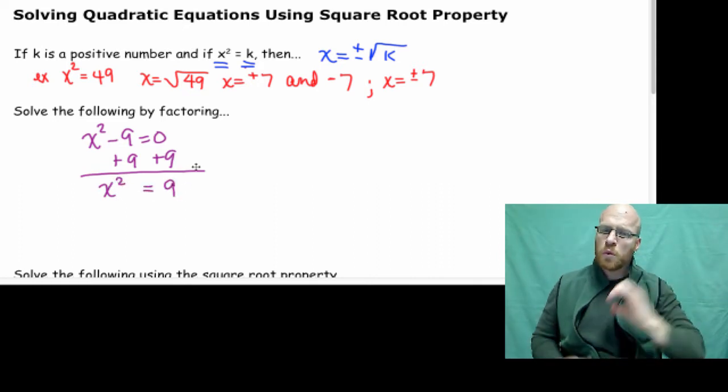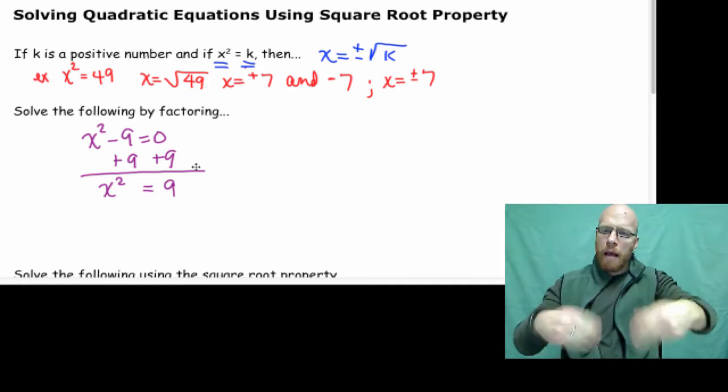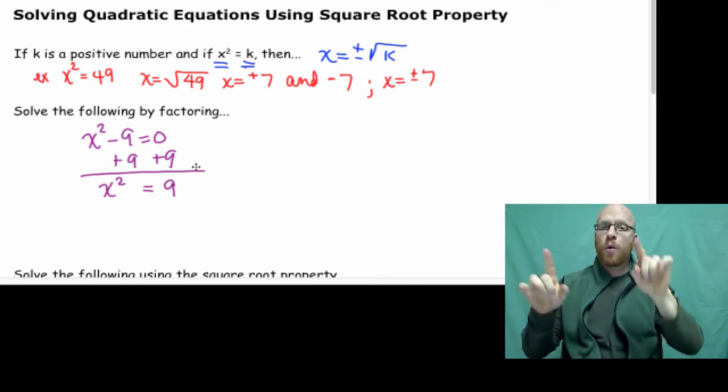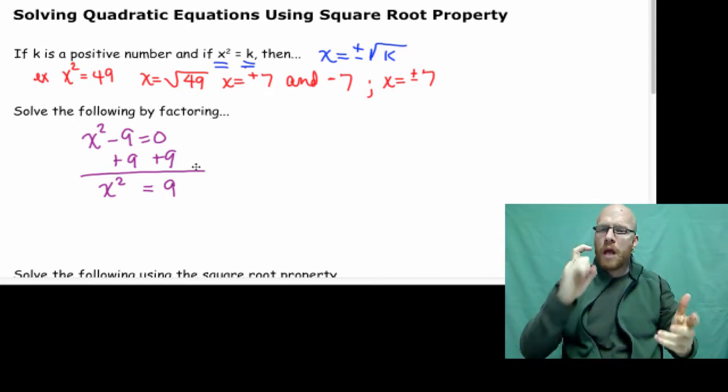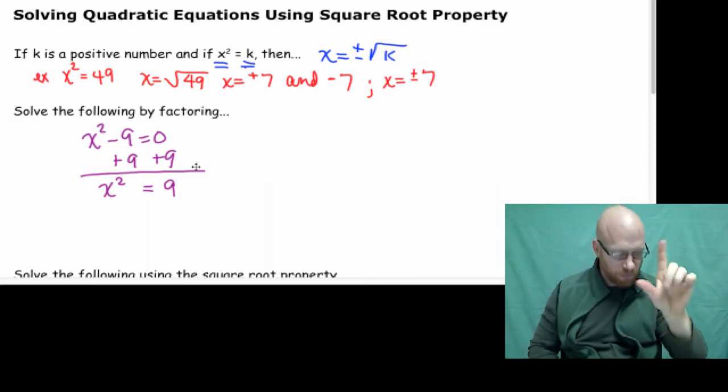So now I'm still using my equation solving skills. I'm going to add 9 to both sides, so I have x squared by itself. Now I'm going to take the square root of both sides. It would be x equals plus and minus 3.